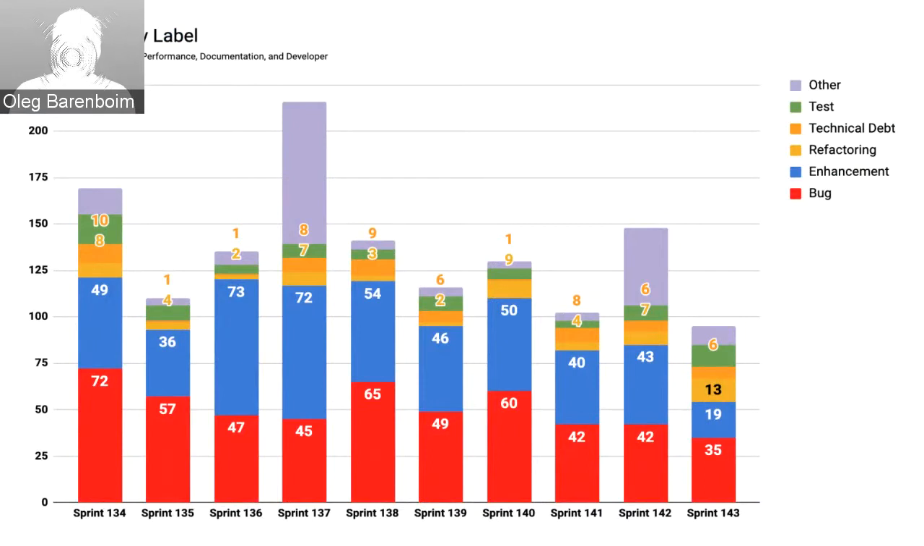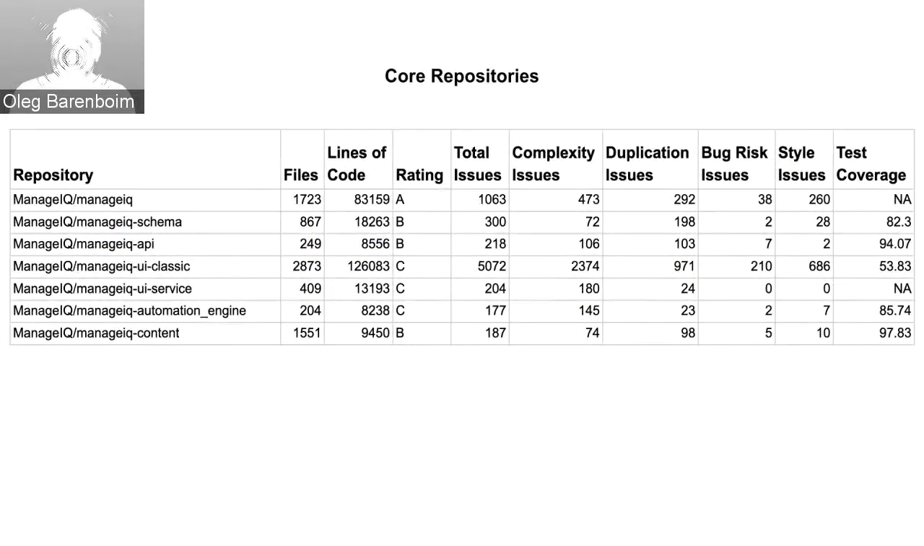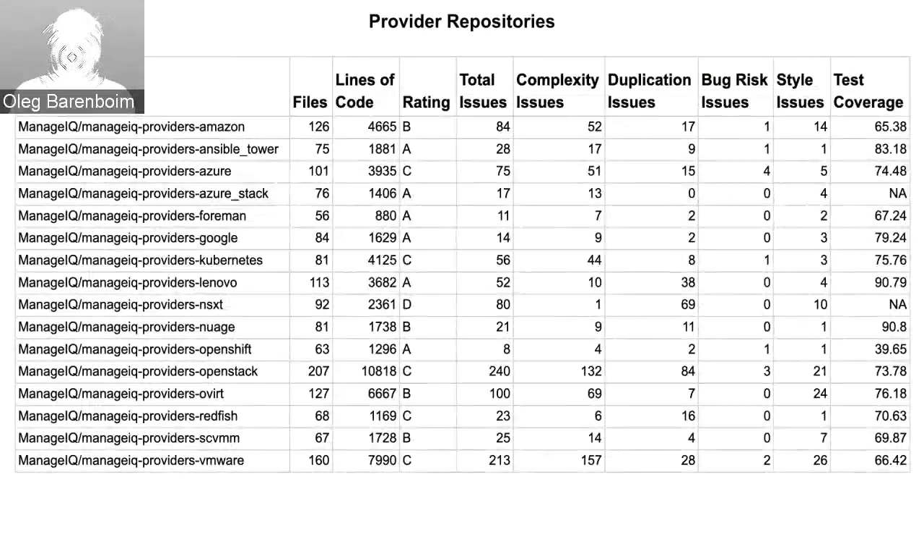Okay. On the repo health, the core repositories, the non-provider repositories, you see the data there in front of you. And then the provider repositories are here. Still working on doing sprint-to-sprint differences, but haven't gotten there yet. That's not been an area of focus. Hopefully, at some point we will get that done.